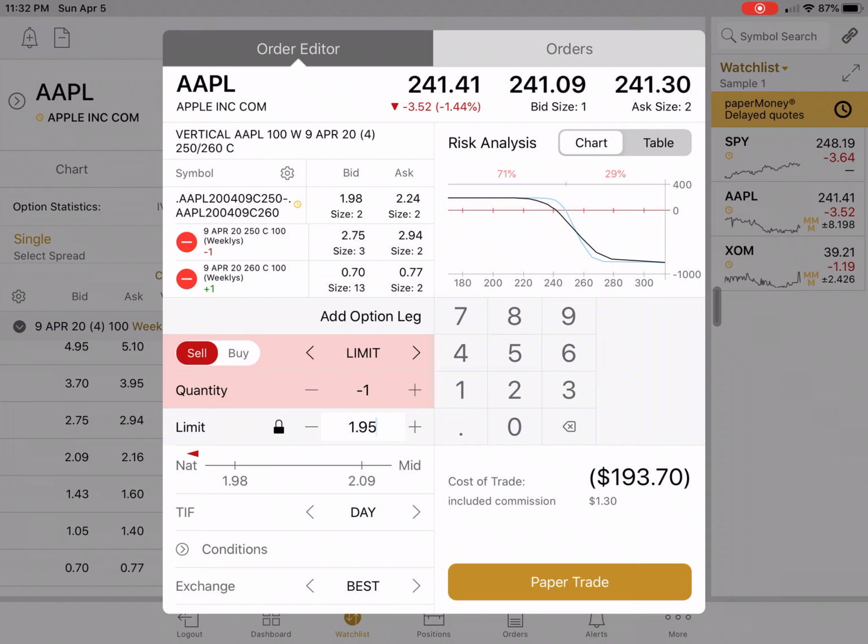Tap on paper trade and then confirm, and the trade will go. This is a vertical spread with a bear expectation, a credit using calls.